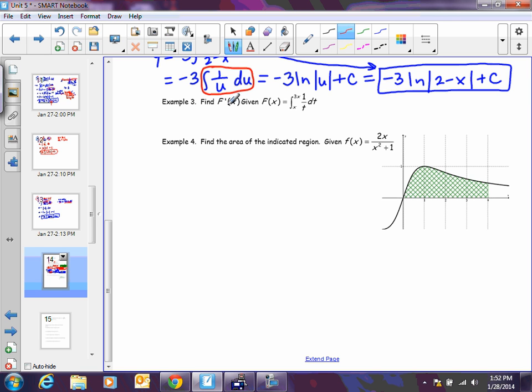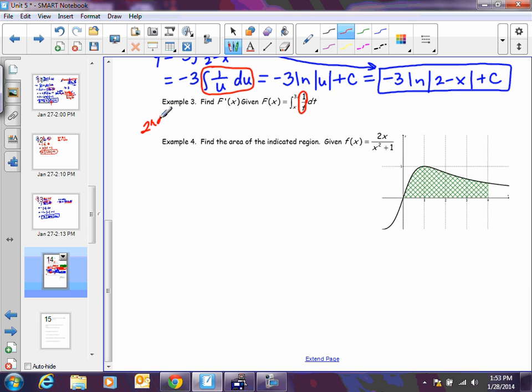Example 3 is talking about big F prime, where big F is an integral. So how do you take a derivative of an integral? What happens when you try to derive an integral? The integral goes away, and that means that this 1 over t, that function's not changing. I'm not integrating it, I'm not deriving it, it stays 1 over t. Now you're still going to plug in your bounds, and what also are you going to do with those bounds? We're going to take the derivative, basically kind of like chain rule.